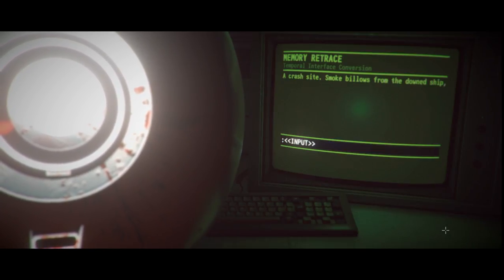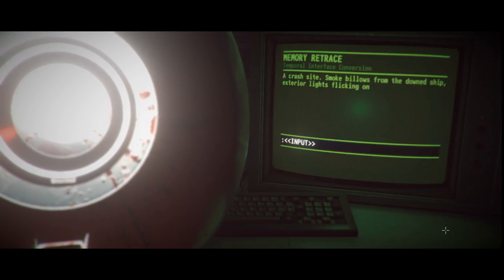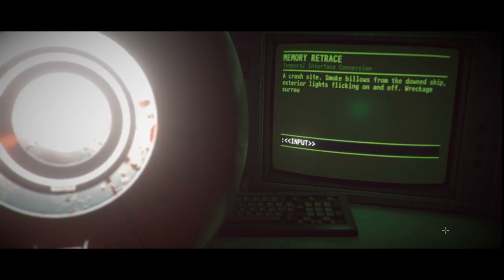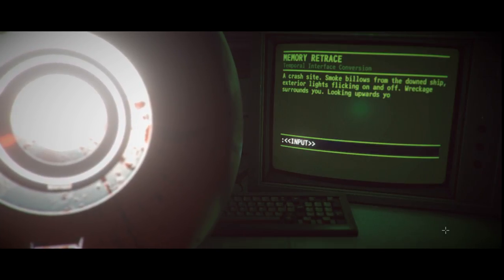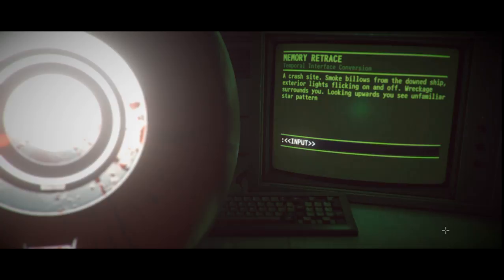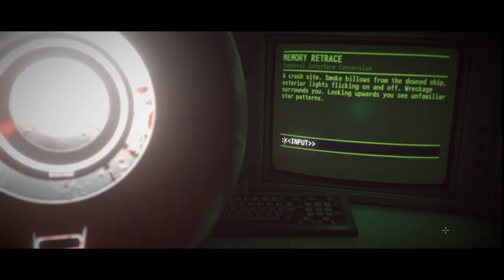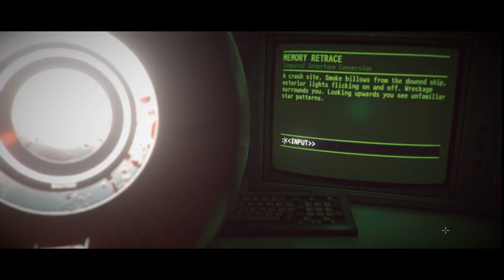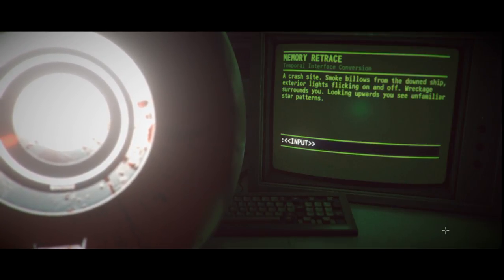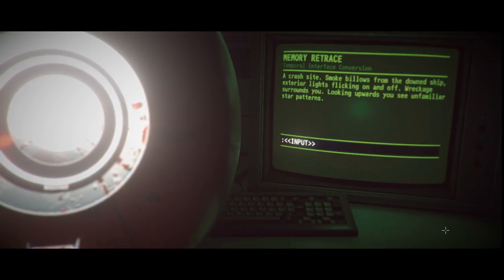A crash site. Smoke billows from the downed ship. Exterior lights flickering on and off. Wreckage surrounds you. Looking upwards, you see unfamiliar star patterns. Exterior lights flicker on and off. Wreckage surrounds you.